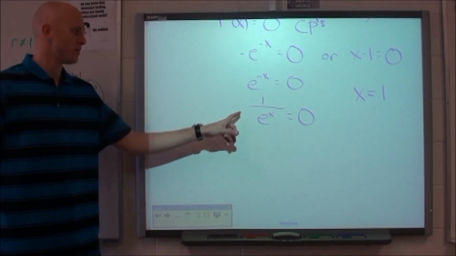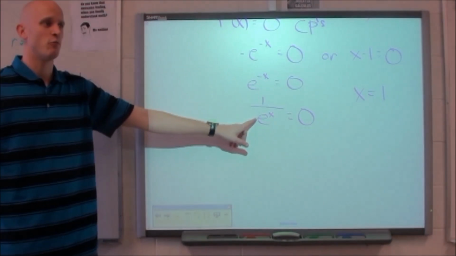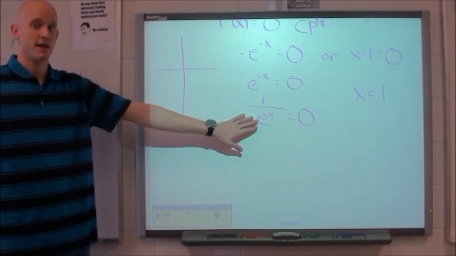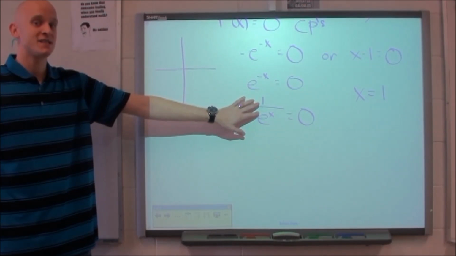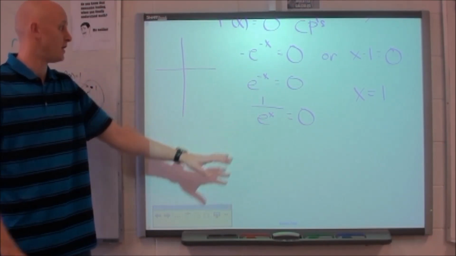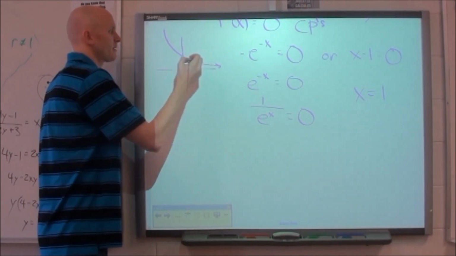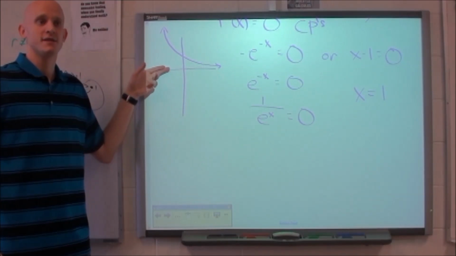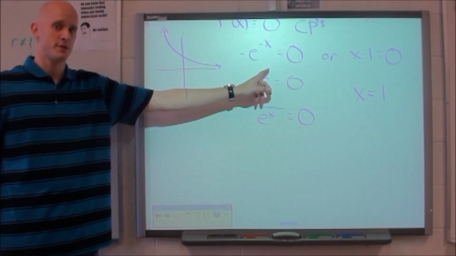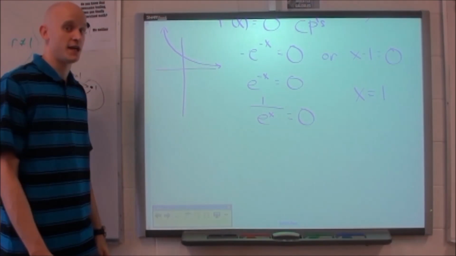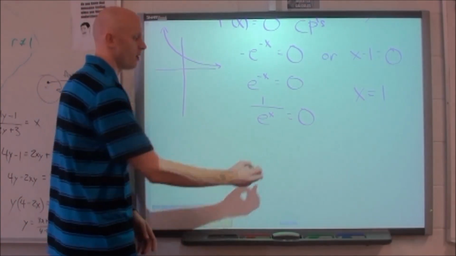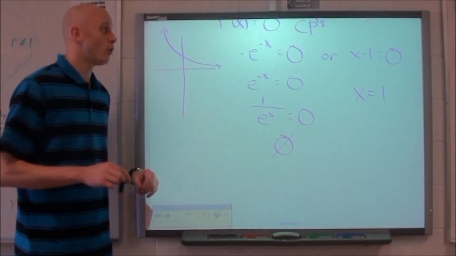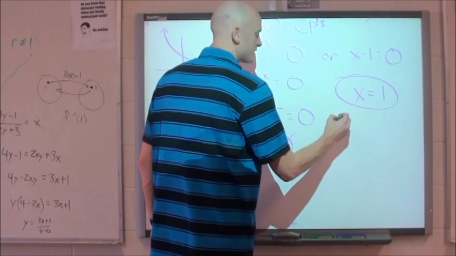Now, based on what we talked about previously, we have an idea of what this graph looks like. If you think about this graphically, we know it's going to be an exponential decay function. So it looks something like this. Will it ever equal 0? And the answer is no, because there's actually a horizontal asymptote going to infinity on the positive side. So we know that there are no places where this graph equals 0. Therefore, our only critical point is x equals 1.